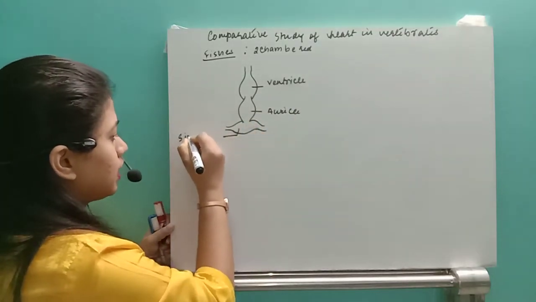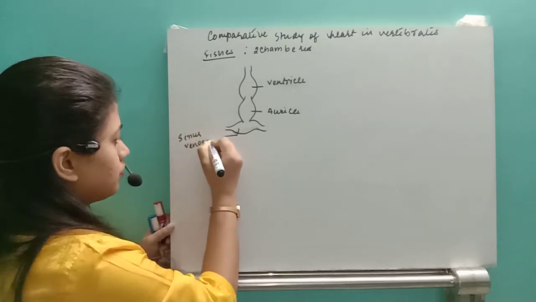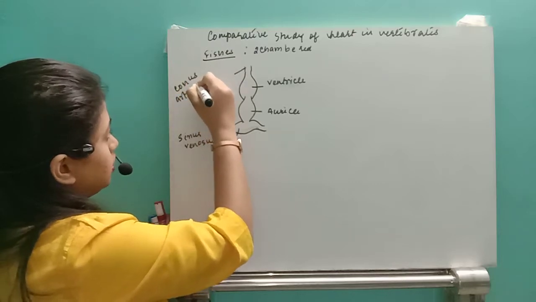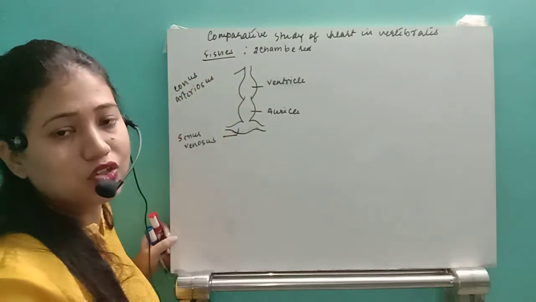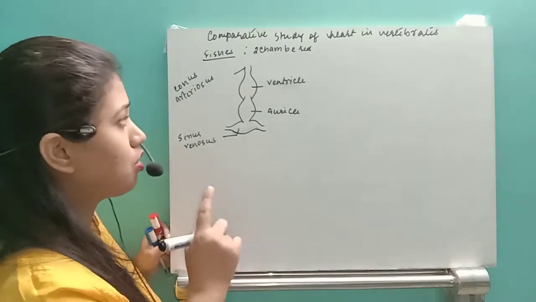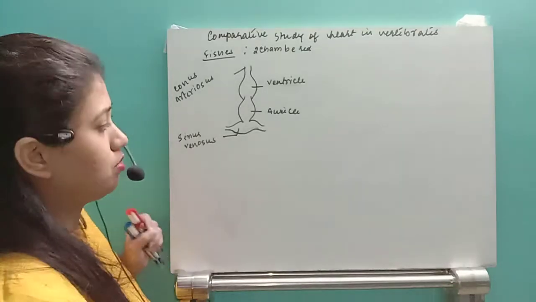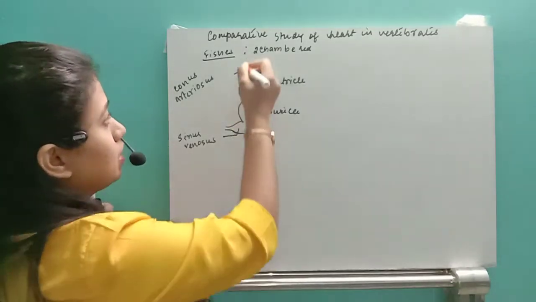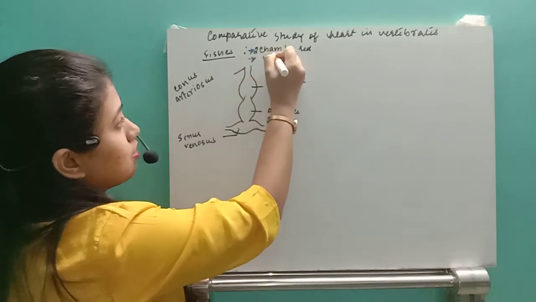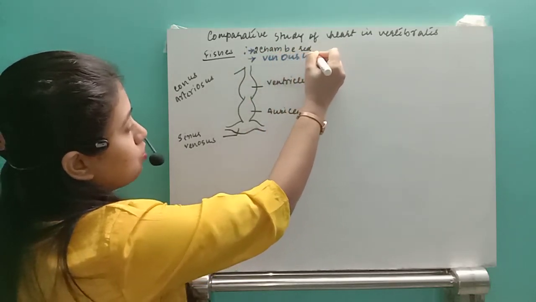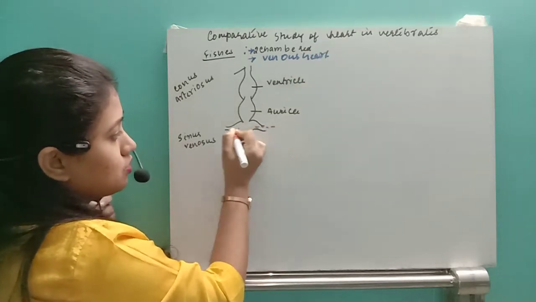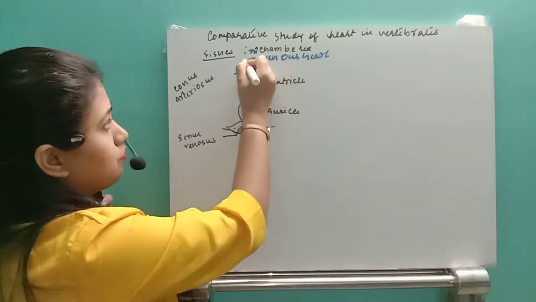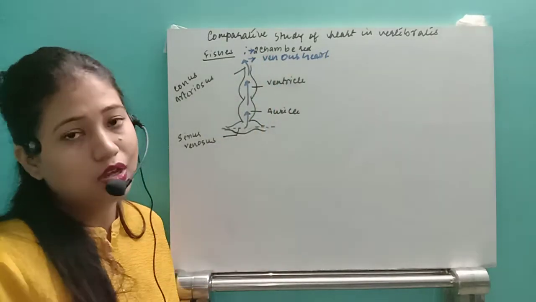This is the sinus venosus, this is the conus arteriosus. Conus arteriosus and sinus venosus are the two secondary chambers, and auricle and ventricle are the primary chambers. Now the heart pumps the deoxygenated blood only, so that's why this heart is called the venous heart. Why is it called the venous heart? Because the sinus venosus will take the deoxygenated blood, it will go to the auricle, then to the ventricle, and from the conus arteriosus it will be pumped outside.